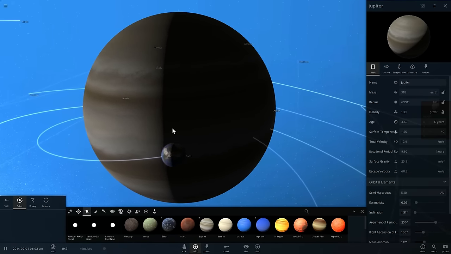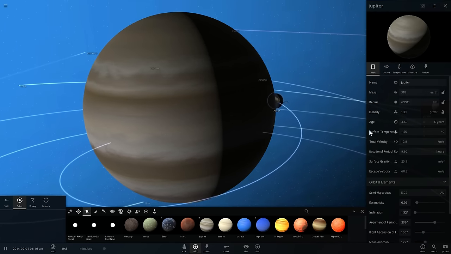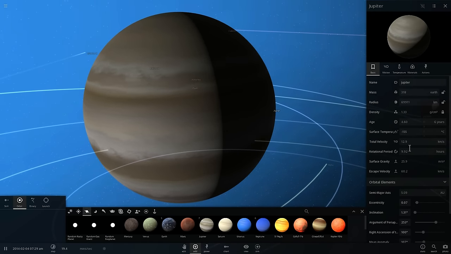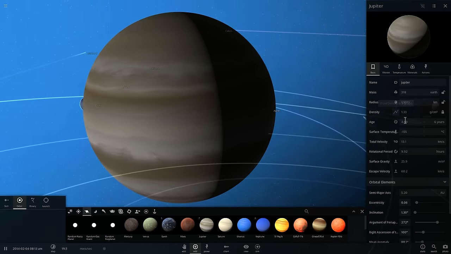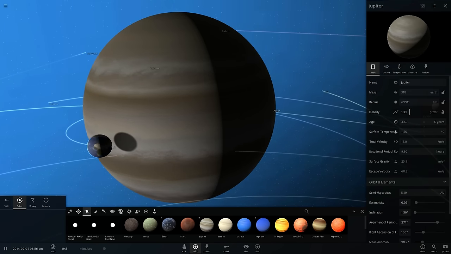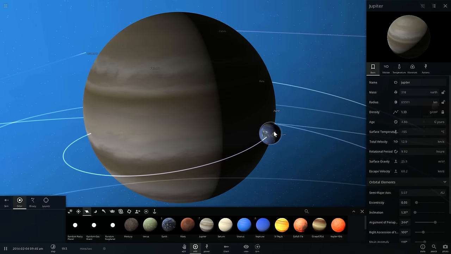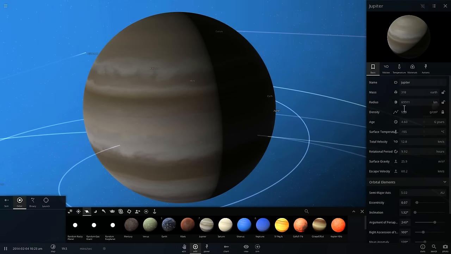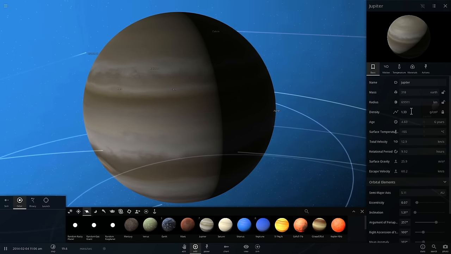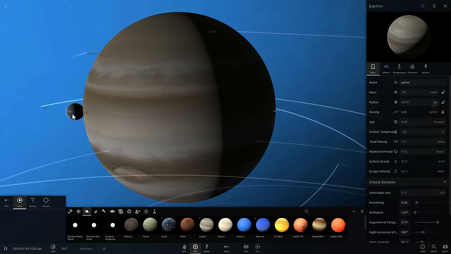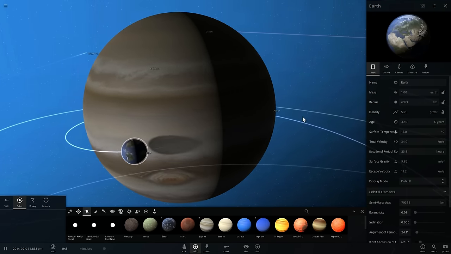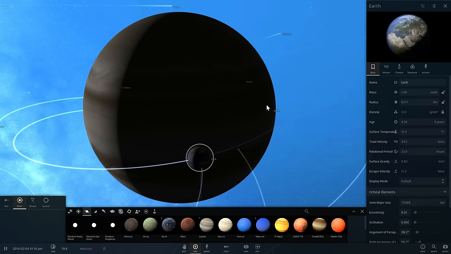But it's actually not as dense as Earth. As a matter of fact, if you look at density here, the density of Jupiter is only 1.33 grams per centimeter cube, which is just a little bit over water. Density of water is 1, this is 1.33, but density of our planet is much higher. It's 5.5 grams per centimeter cube.